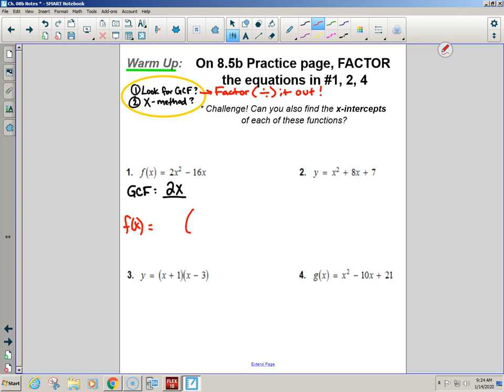So what am I pulling out? The GCF. The question is, what's left on the inside? Now, do you see why I'm putting a minus?